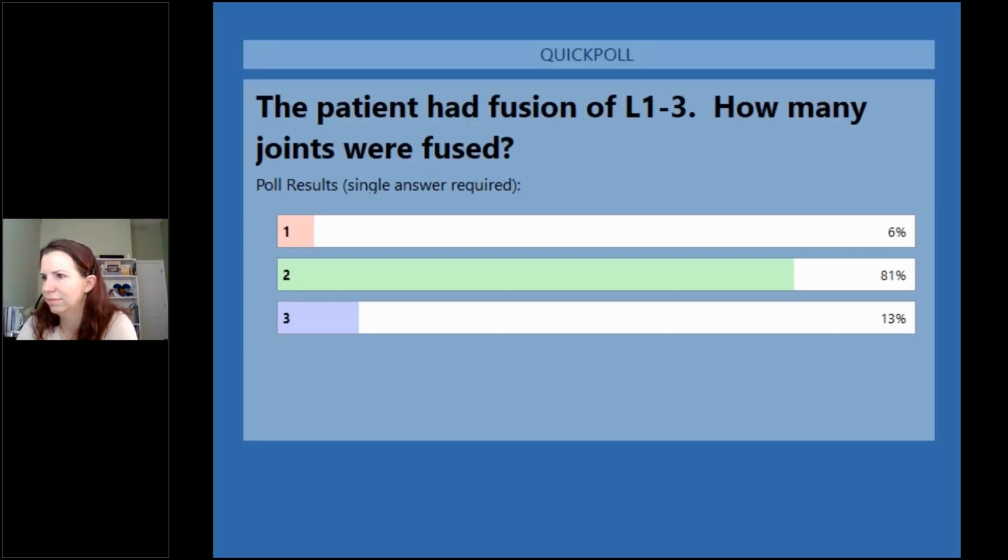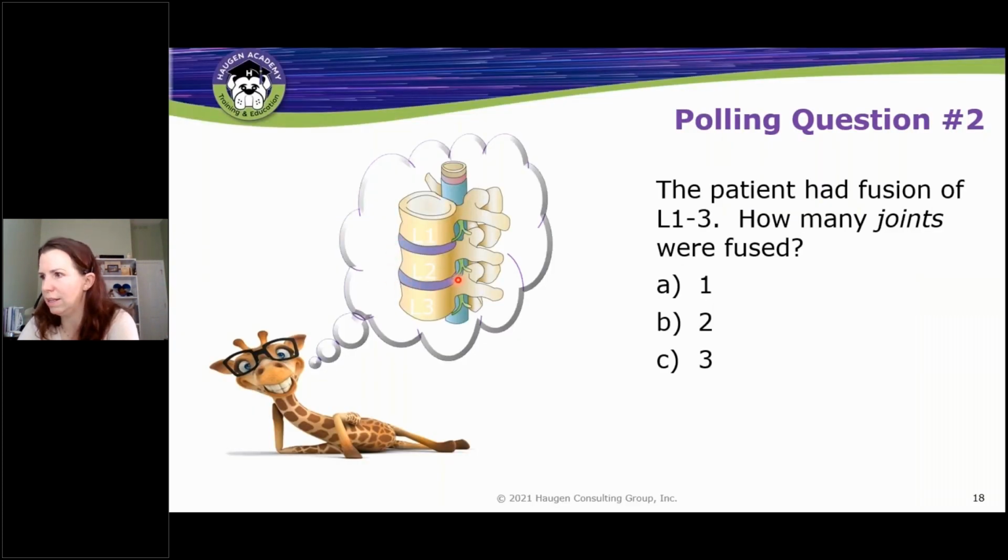So we have 81% that say that is 2 joints, 6% say 1, 13% say 3. Great, most of you got it right. It is 2 joints. There are 3 vertebrae, so 3 bones. But remember, when you're fusing all 3 of them together, it's crossing 2 joints. So if we can bring up that slide again, Christy can show you. We have, again, the 3 bones, but what we're actually fusing are the joints in between. So that's 2 joints between those 3 bones.